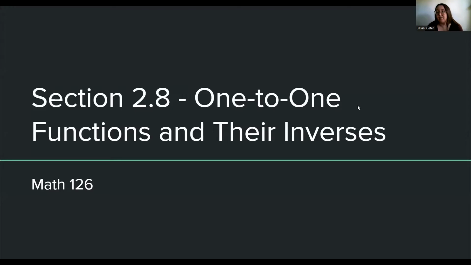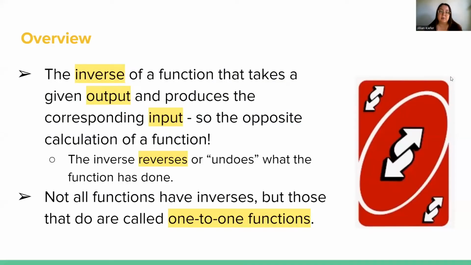So, all right, as an overview, an inverse of a function takes a given output and produces a corresponding input. Normally our functions work in the sense that we take inputs and spit out outputs. But inverse functions take outputs and spit out inputs. So it's the opposite calculation of a function. The inverse essentially reverses or undoes whatever the function originally did. It's kind of like playing a reverse Uno card on a function.